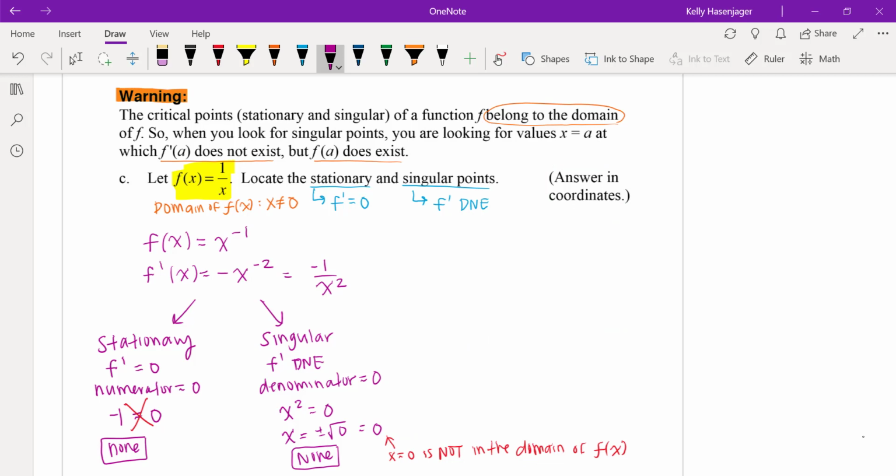All right, so if we go back and summarize our work, we have that there's no stationary points and there's no singular points.